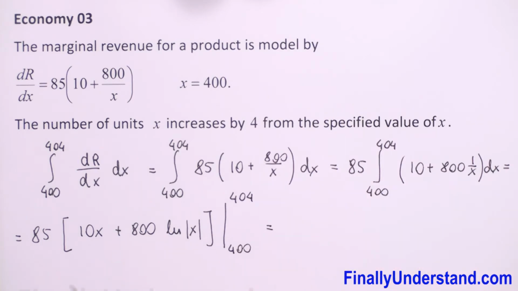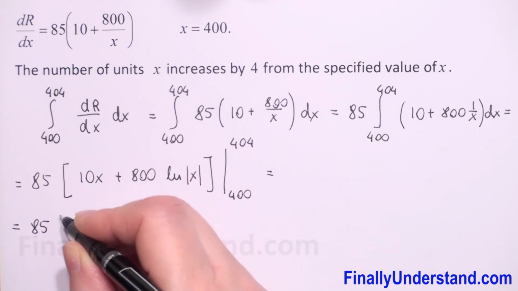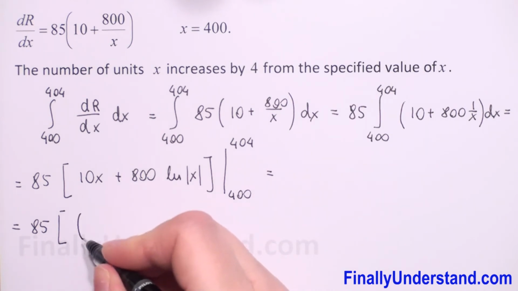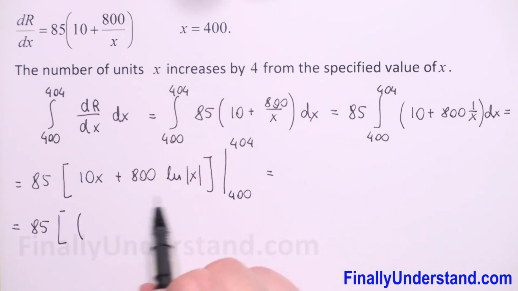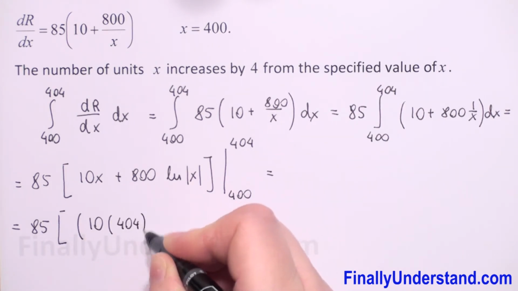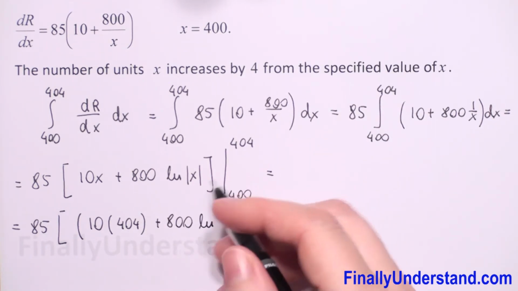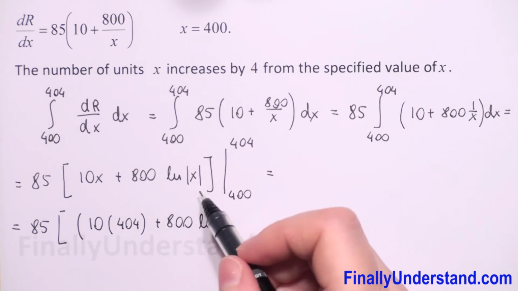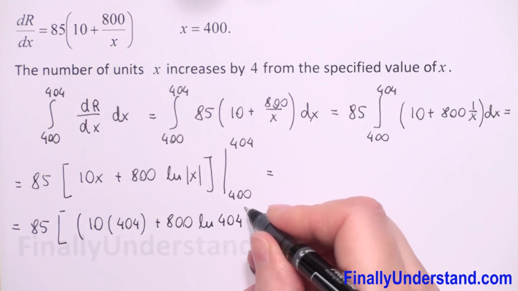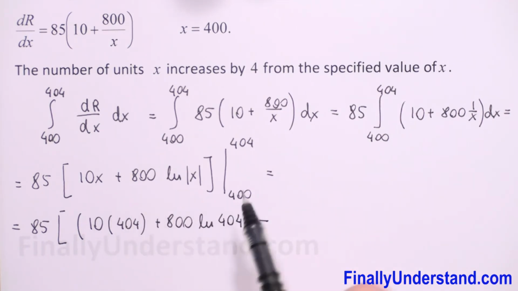So this is equal. First we have to plug upper limit. 85 we will copy, and in brackets we will have, let me put parentheses. In parentheses first we will put upper limit, so it will be 10 times 404 plus 800 times natural logarithm. We don't need this absolute value bars because we have positive value. And now we have to subtract from the upper limit lower limit. So now we substitute x's by 400.